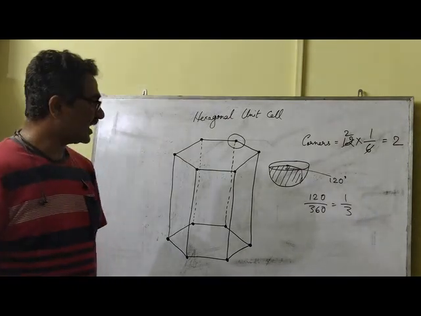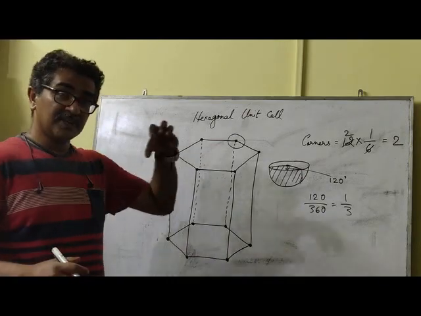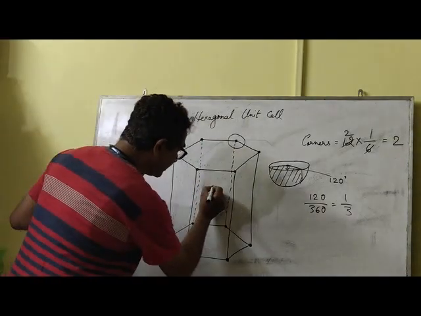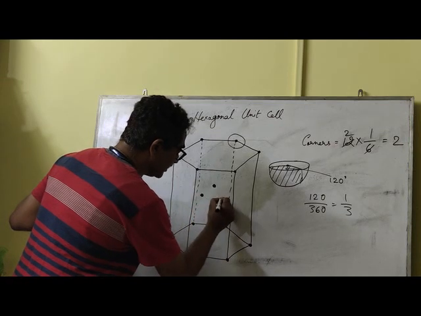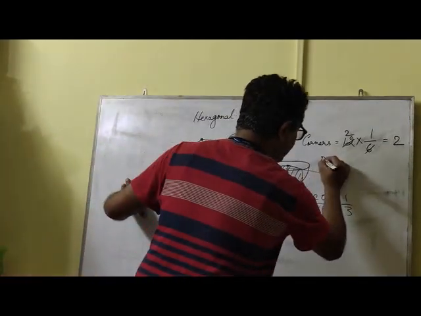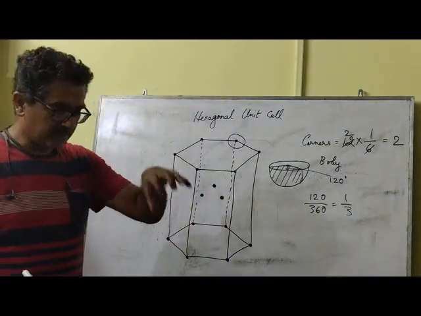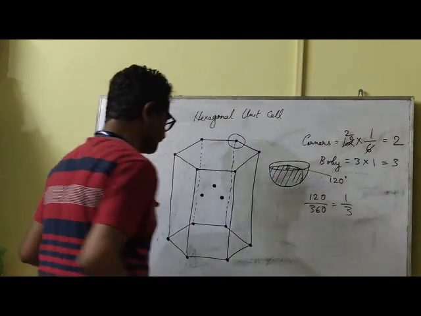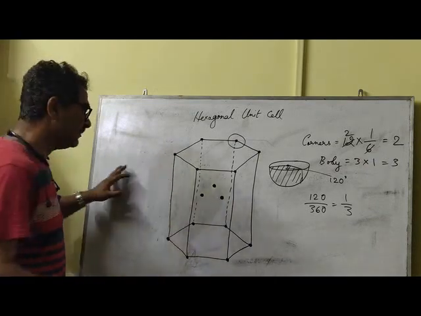Now I already mentioned that it's a very special type of unit cell. So here we have 3 atoms which are inserted inside the body of the hexagonal unit cell. Let me draw it a bit bigger for you to understand. There are 3 atoms kept inside the body of the unit cell. So inside the body, the entire atom is inserted, so we have 3 into 1, we have 3.